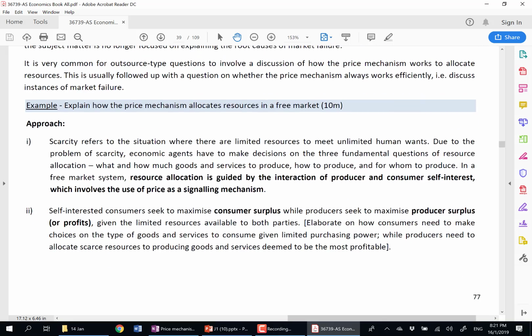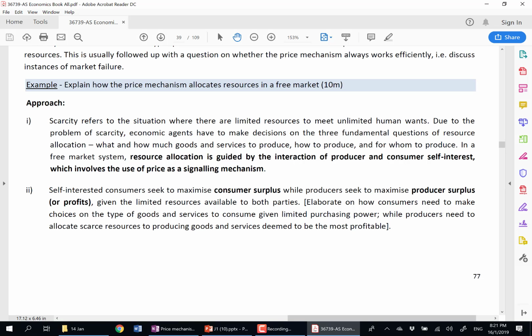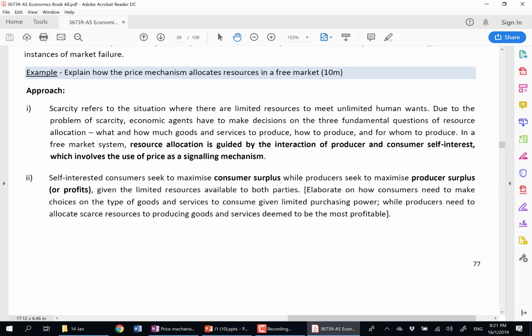Under page 77, I had a short essay plan here. The question requires students to explain how the price mechanism allocates resources in the free markets. First, I say that scarcity is a situation where there are limited resources to meet unlimited human wants. Then the three questions: what and how much, how, for whom. And I said all this is guided by self-interest, using the price as a signal. Very much in line with what we have just seen.